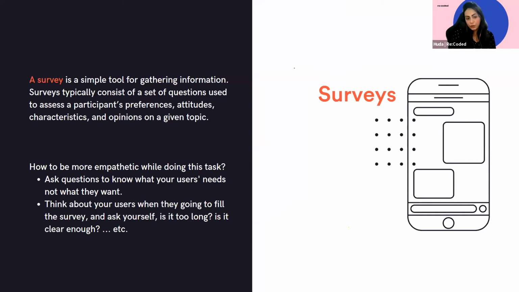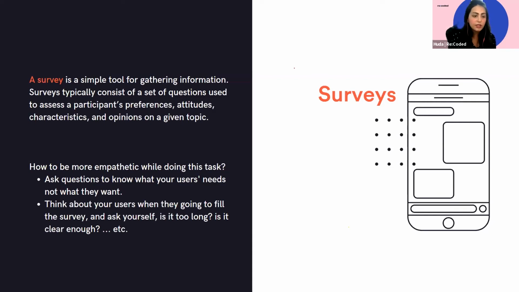Again, what to do during this part of the process to be more empathetic with your users? For example, you can ask a question to know what the user really needs, not what the user wants. For example, you don't have to ask whether they're going to use my product or not. This is so direct, and nobody knows if they're going to use your product or not. So ask a question that is directly connected with the needs of your users.